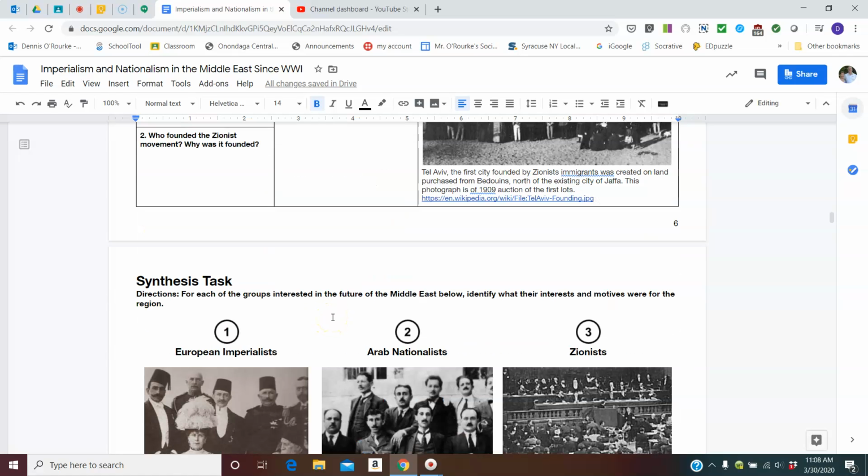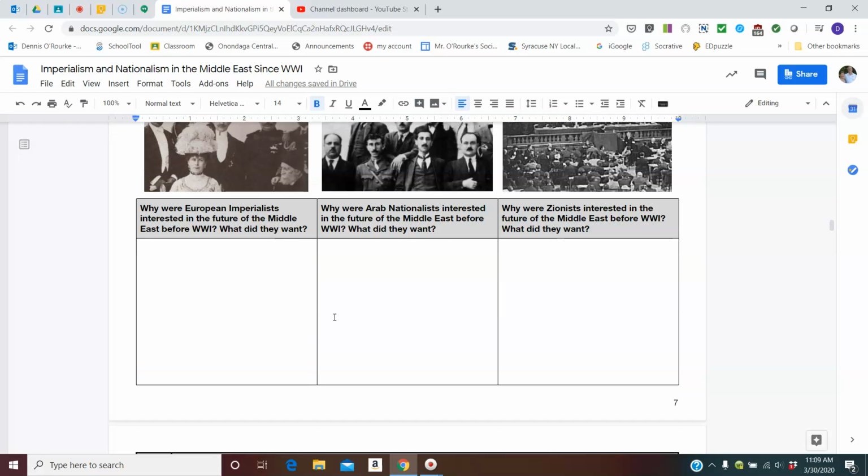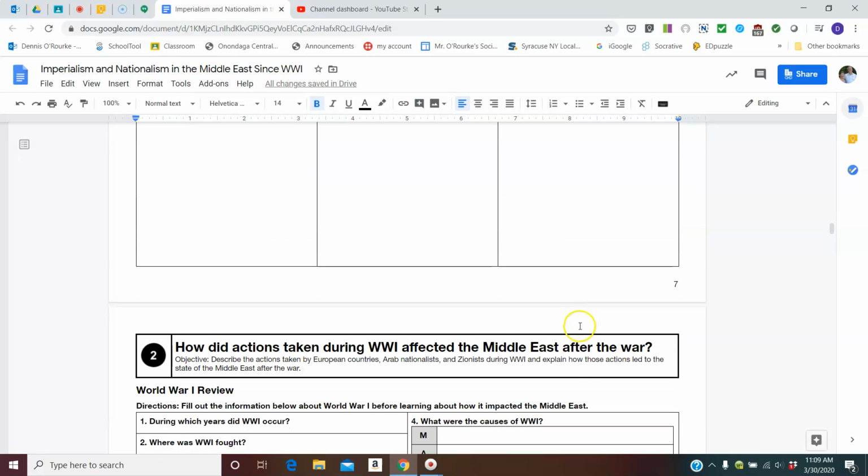Okay. So then you got to put it all together, and it's just a situation of why were the European imperialists interested in the future Middle East? What did they want to gain? Suez Canal should be a big piece. Access to the Indian Ocean, another piece. What did the Arab nationalists want in this? And then the Zionists, what did they want in the Middle East? Should be pretty straightforward questions.